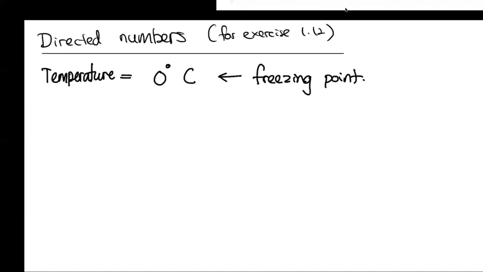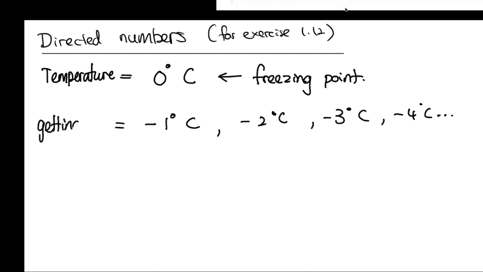Anything below 0, we would write -1, -2, -3, -4. As it goes down and down, and as the number gets bigger, it's going to get colder and colder and colder. This is getting colder because there's a certain direction to it.